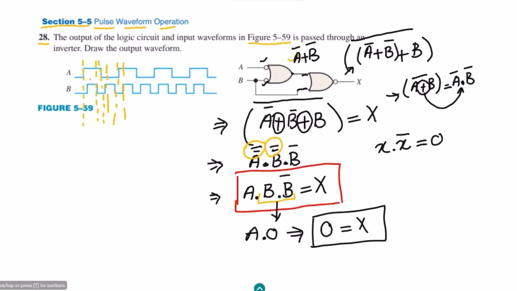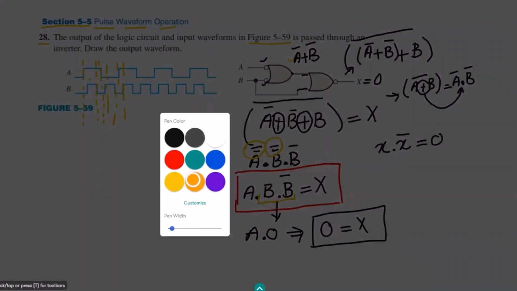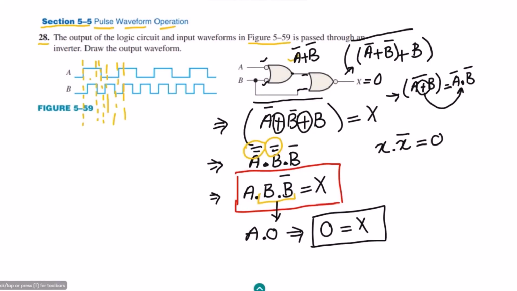So this is the output, and we know that whatever the inputs are, the output here will be equal to 0. Let me draw it here: if this is a level, the output will always remain 0 here. Because this is a 0, that is the waveform for X.